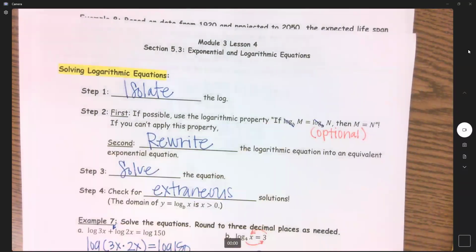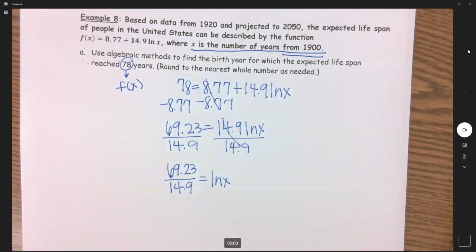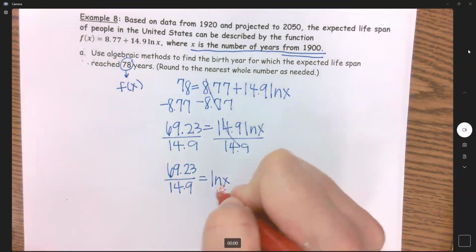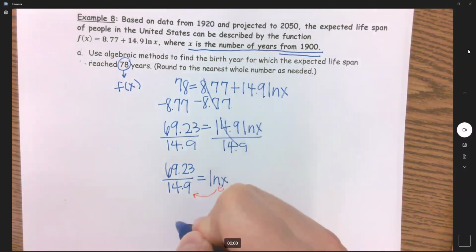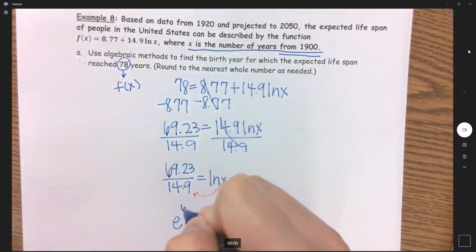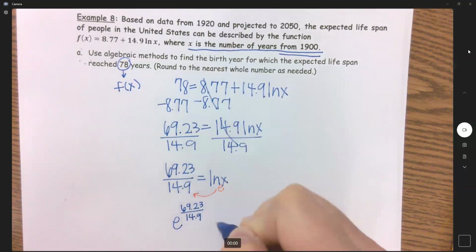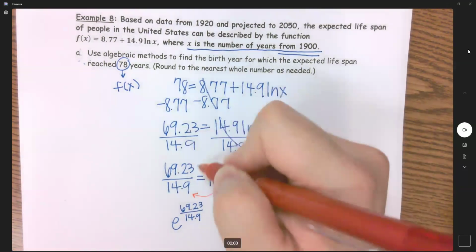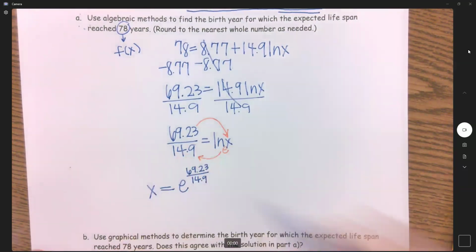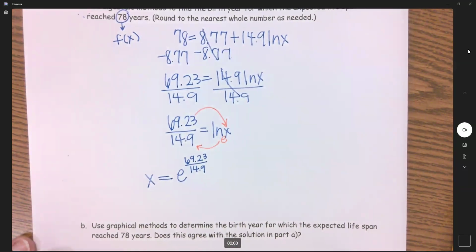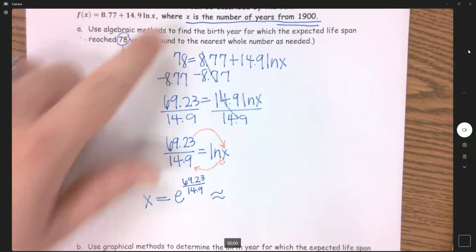I can't use this property since we don't have a log on both sides, so we're going to rewrite. Natural log is a log with a base of e. So the base goes to the other side of the equals: e to the 69.23 divided by 14.9, and that's going to equal what's left over. So I'm going to put this equal on the other side. When I put that in my calculator, what do we get? And we're rounding to the nearest whole number as needed.